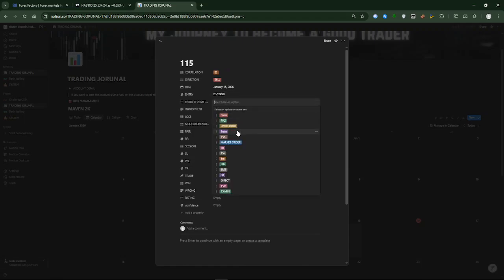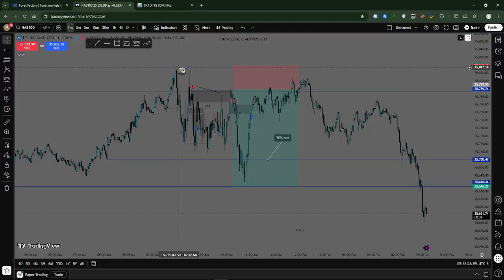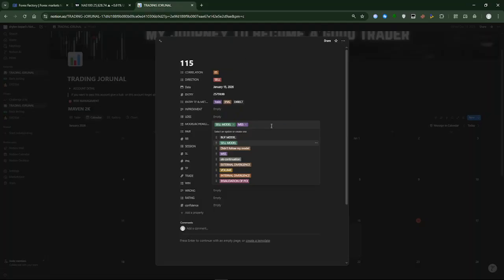I had a 1 minute IFVG entry directly. I took the trade directly. Improvements coming later. Model checklist wise, I had a sell model. What I usually see is just a market structure shift. So it swept, you can have the break of structure, and you just went for that high once more. That's all that matters. So we had the market structure shift, CISD, whatever you want to call it, it doesn't matter.